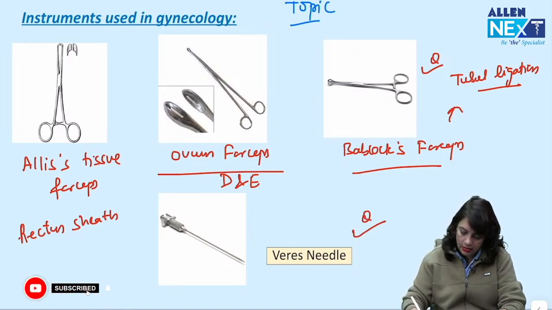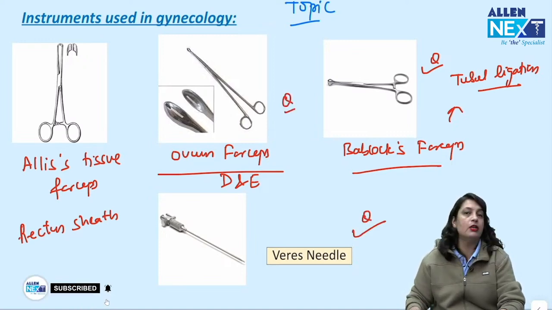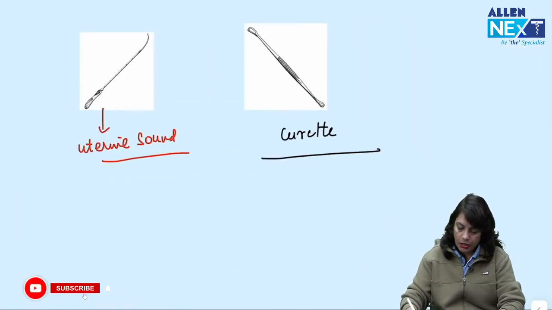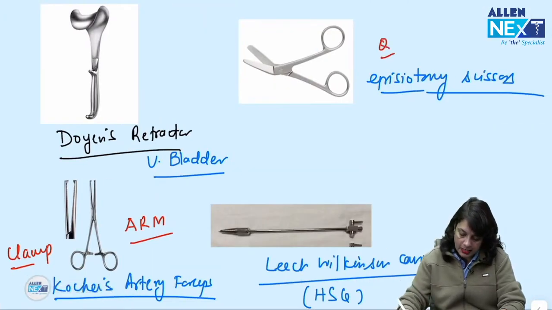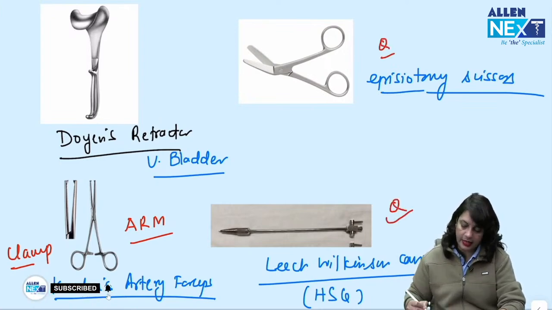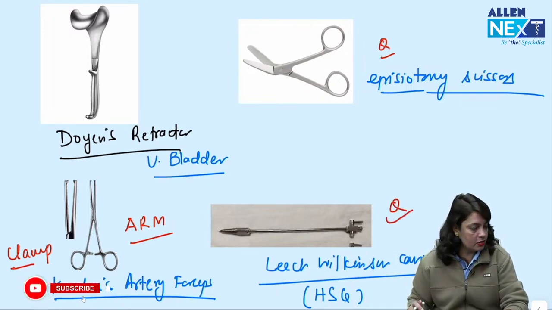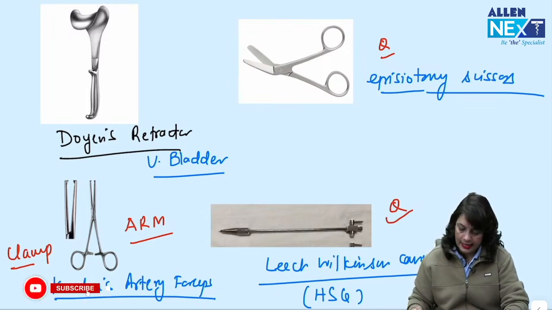Babcock's forceps they have asked, ovum forceps they have asked, Veery's needle they have asked, curette they have asked, episiotomy scissors has been asked in AIIMS PG. Then they have asked Leash Wilkinson cannula in FMG exam. So some of the selective instruments I have pasted in this slide.